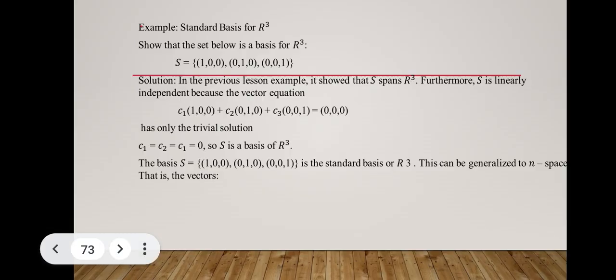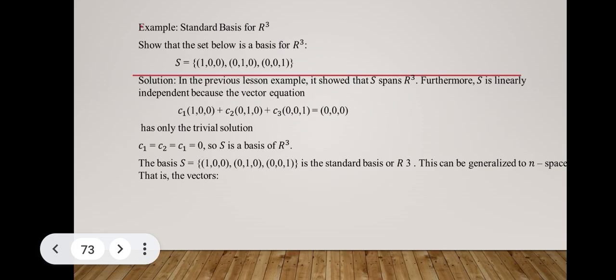So we have an example here, the standard basis for R cube. Show that the set below is a basis for R cube. So we have here S equals (1, 0, 0), (0, 1, 0), and (0, 0, 1). Solution: in the previous lesson example, it showed that S spans R cube.